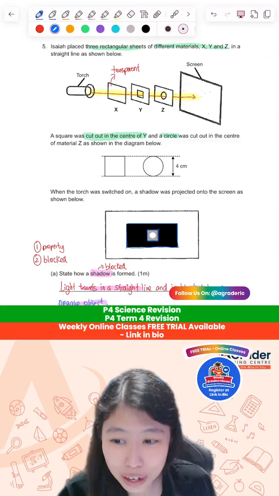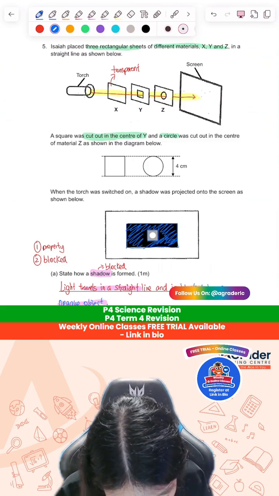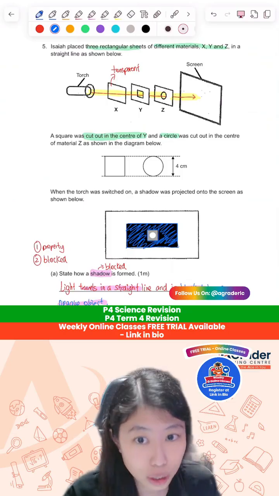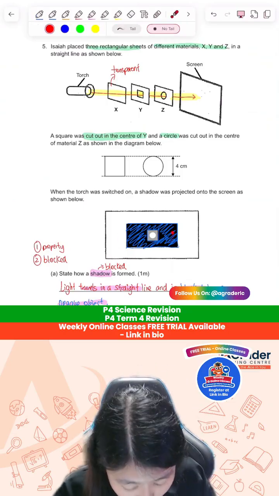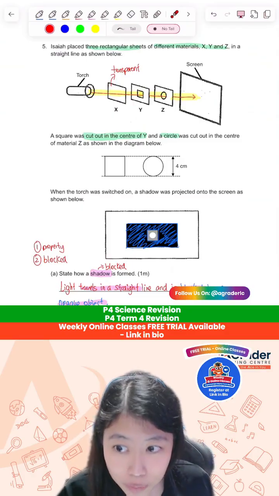Yeah, I see another. Okay, good. It's material Y, right? Because this section here, the one that I'm shading in blue so you can see clearly, is the one that blocks out all the light. It is the one that casts a darker shadow, which has the same shape as Y. So this tells me that Y is actually opaque.